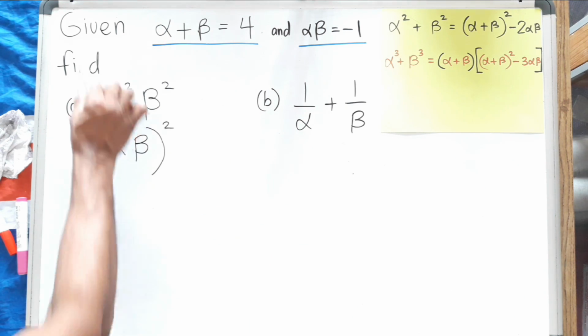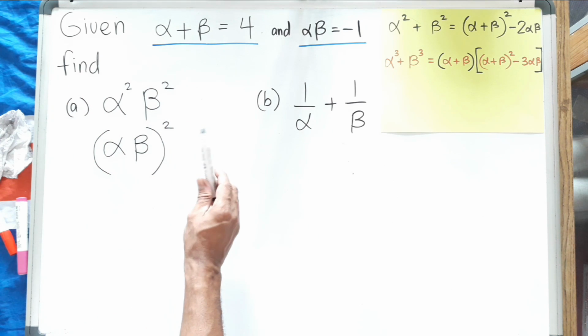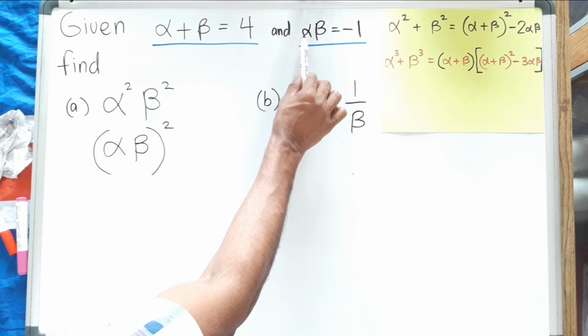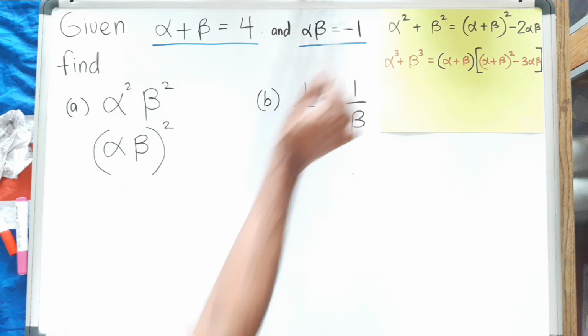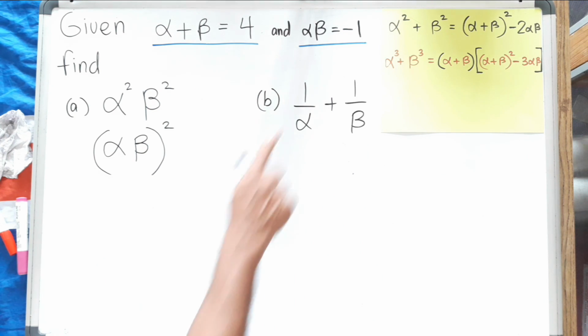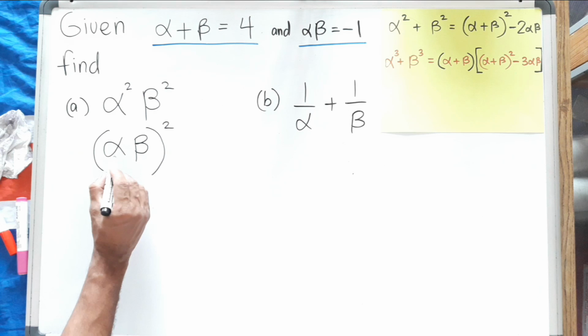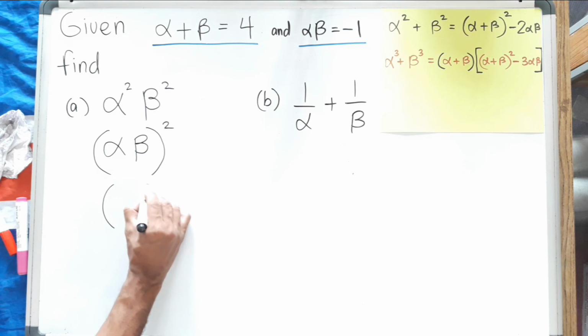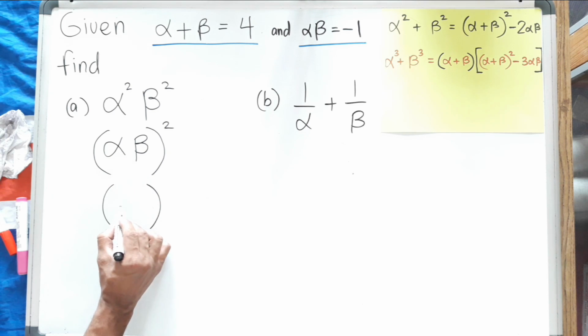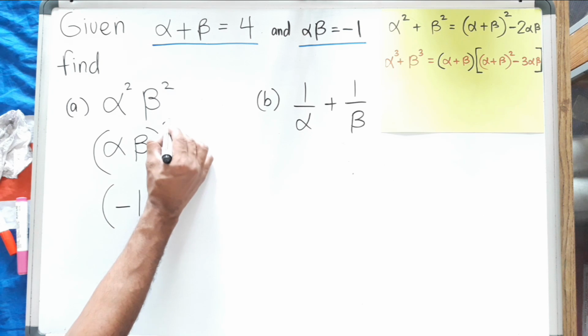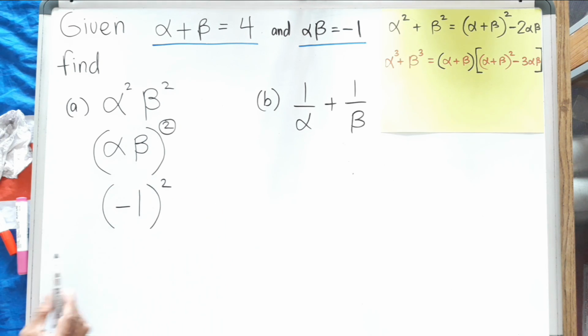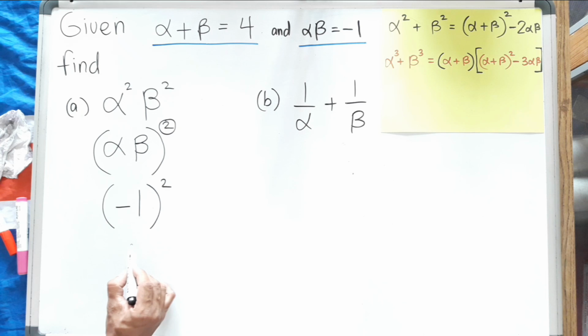So according to the information they give us on top, anywhere you see alpha beta, it's perfectly okay to replace it with minus 1. So I'm going to do that. In brackets, I see an alpha and a beta. I'm going to replace it with minus 1, and don't forget that we have to square it. Minus 1 squared is positive 1. We are finished. That's the end of that question.